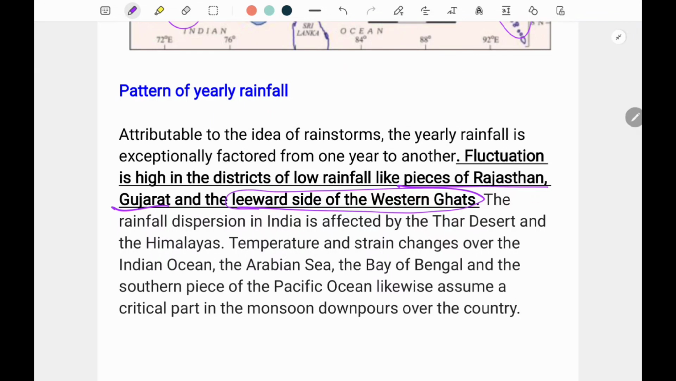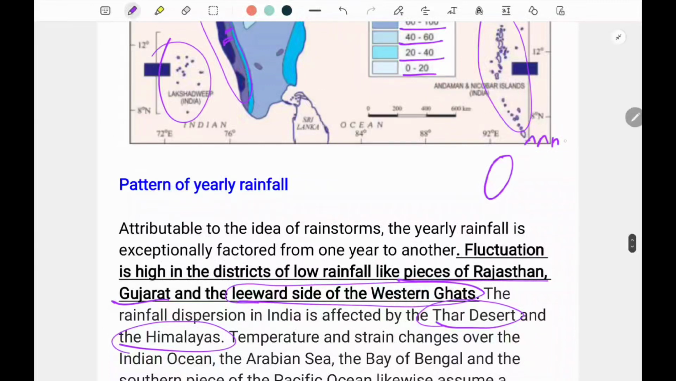The rainfall distribution in India is affected by the Thar Desert and the Himalayas. If you know, there is the Thar Desert in Rajasthan and the Himalayas in the northern part of the country. They deflect the winds, and because of these deserts, sometimes the wind will not reach there because of the anomalies. It will distribute among the Indian mainland only.